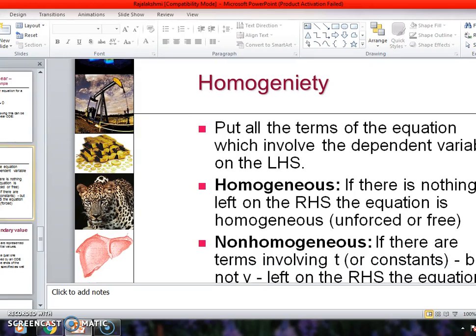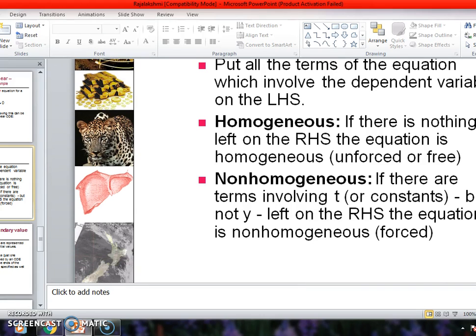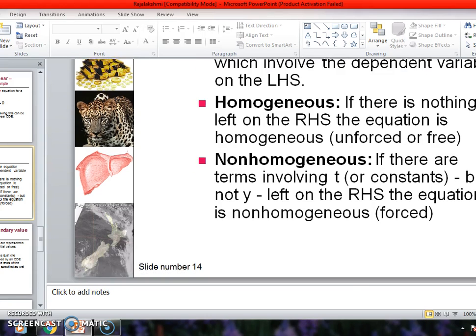Homogeneity: here we have two types. One is a homogeneous equation, another one is a non-homogeneous equation. What is meant by a homogeneous equation? If there is nothing left on the RHS, the equation is homogeneous. Non-homogeneous equation: if there is a term involving t but not y left on the RHS, the equation is a non-homogeneous equation.